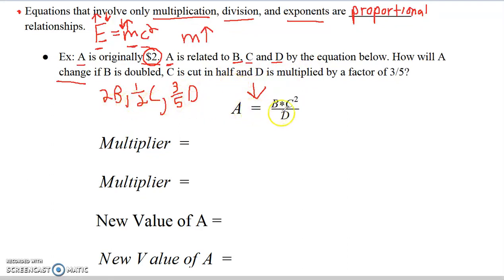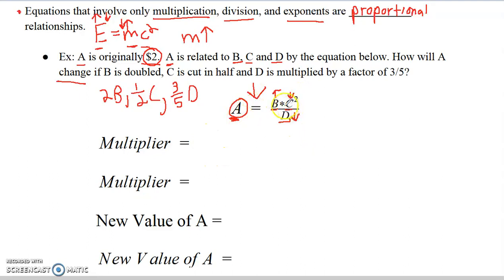Because there are multiple things happening, right, B's going up, C's going down, and D's going down, it's hard to tell exactly what's going to be the total effect of that. So that's why we do this math out, to see if all of these variables change, what's going to happen to A ultimately. That's what we care about. So first thing we need to do is find the multiplier for A, so how much its original value will be multiplied by if all this happens.